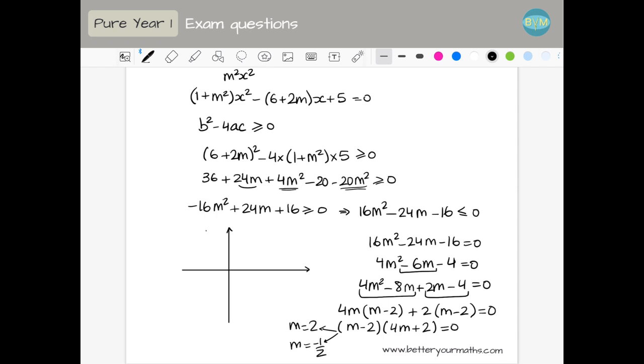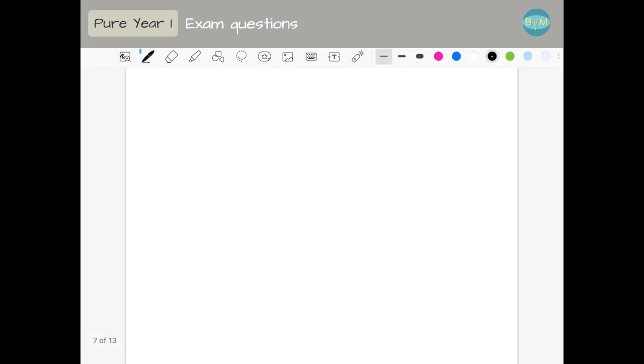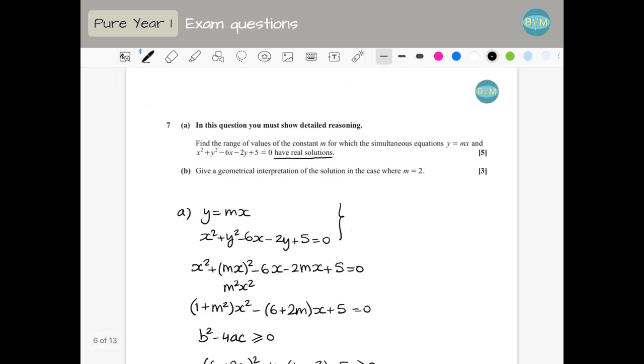That means my quadratic is doing something like this. This is minus a half, and this is 2. And we are checking when this quadratic is smaller or equal than 0, which means it's below the x-axis. So that's going to be between minus 1/2 and 2. Yeah, so that's my answer. My m must be greater or equal than minus 1/2, and smaller or equal than 2, to have two real solutions or one real solution.